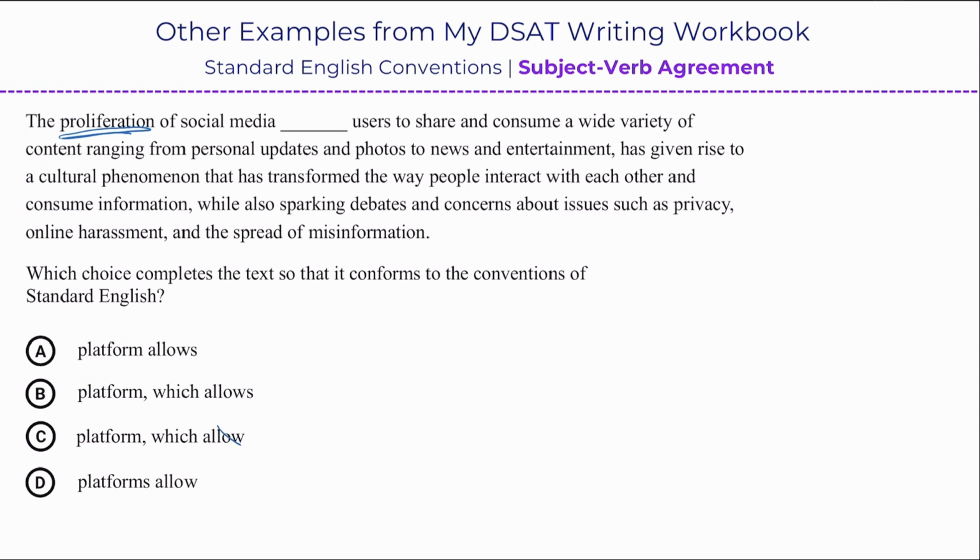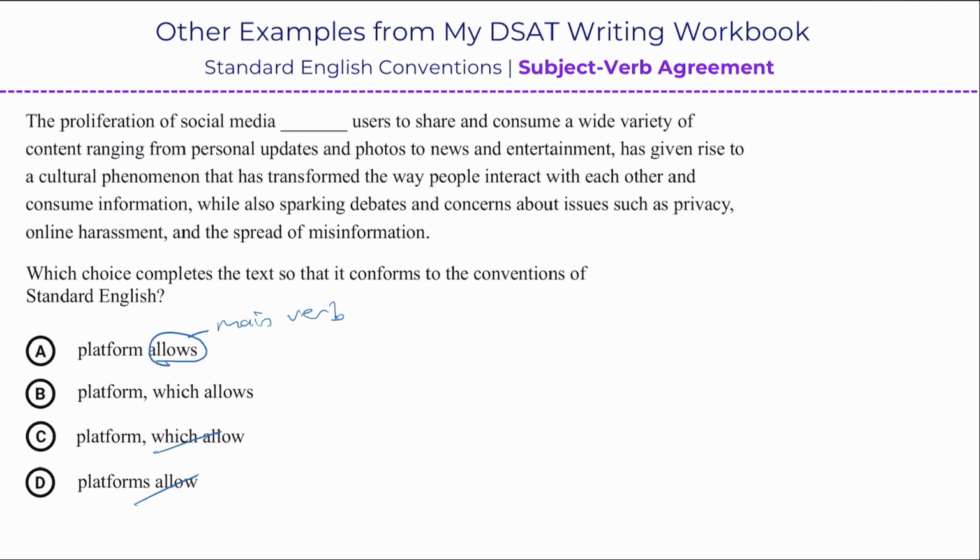So now though, then I gotta figure out, well, hey, what's the difference between A and B, right? Well, A uses the verb allows as part of the main verb of the sentence, right? So the proliferation of social media platform allows users to share and consume a wide variety of content, right? So it uses this as the main verb of the sentence, okay? But answer choice B here uses the verb allows as the verb of your dependent clause, right? Which is called a secondary verb.